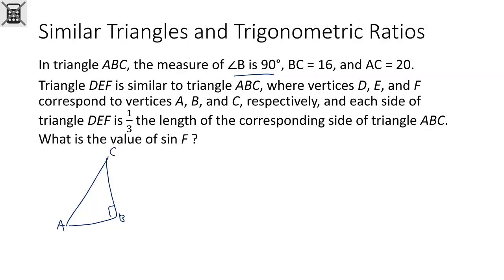Okay, so label it, make sure you pay attention. BC is 16, and AC is 20. What do we call the longest side of a right triangle? The hypotenuse, okay? Alright, we got the hypotenuse. Triangle DEF is similar to ABC, where the vertices DEF correspond to ABC. So D corresponds with A, B with E, and C with F.